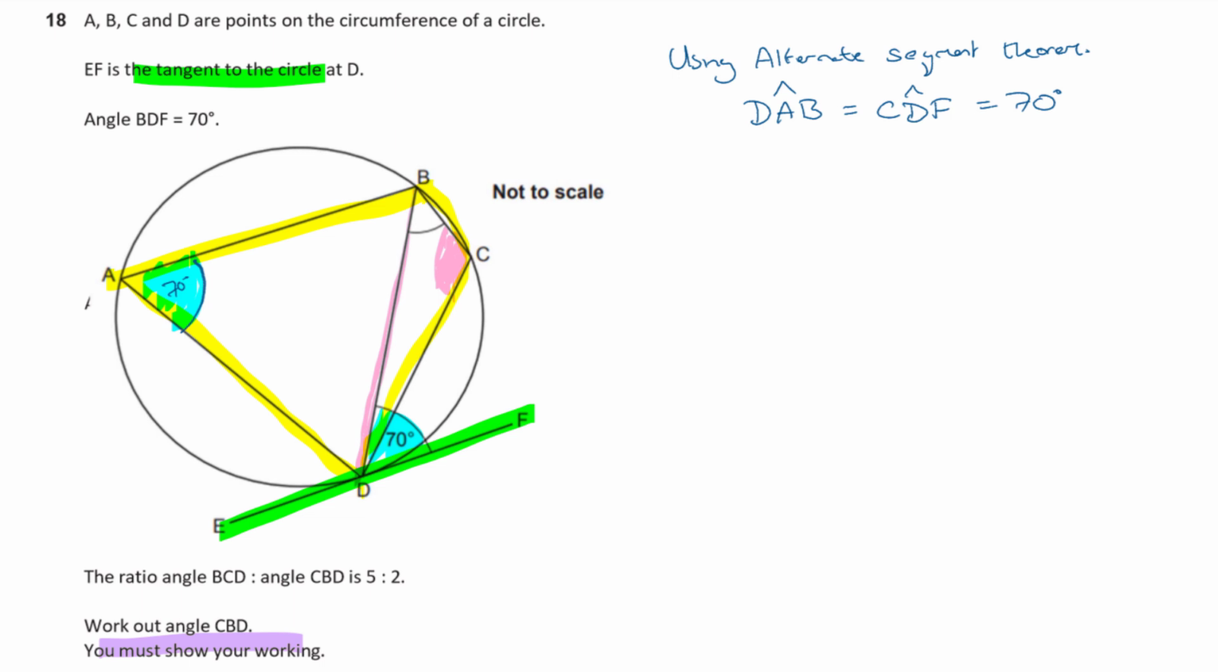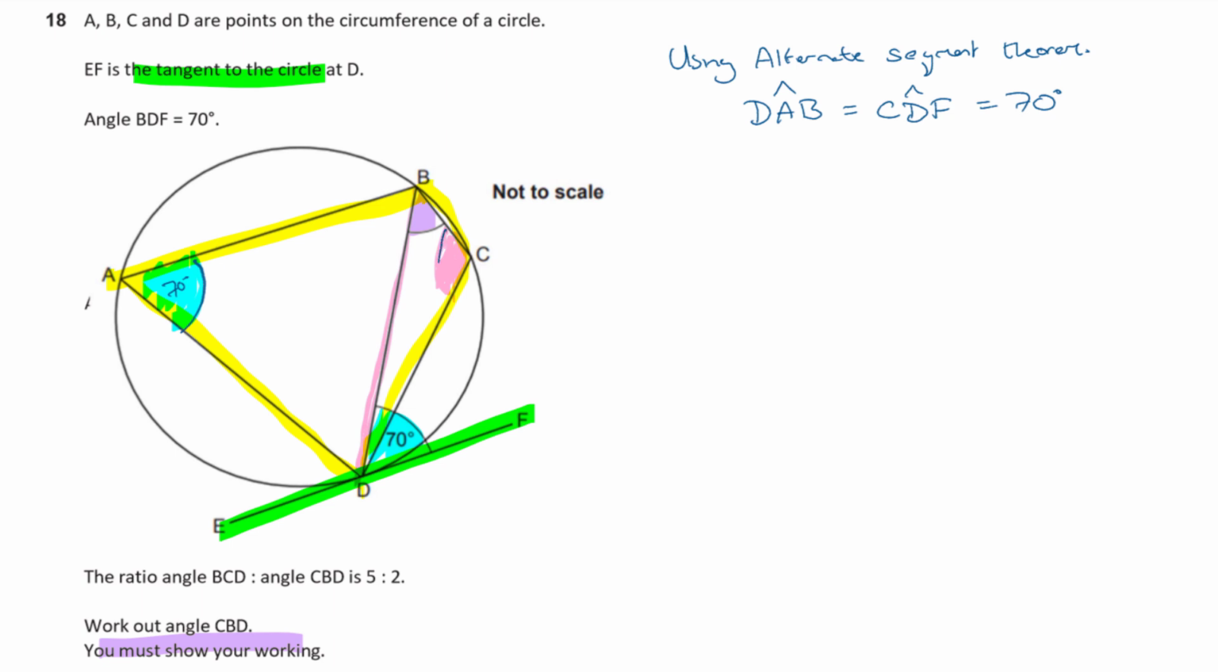CBD. Once we know that one, we can find that one over there, hopefully, because we got the ratio. Right, so now I can find that pink one that I first did.